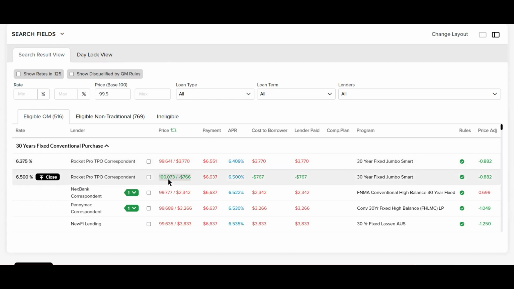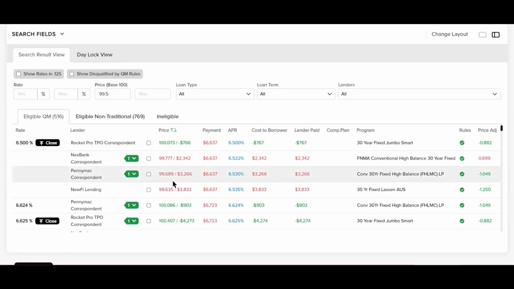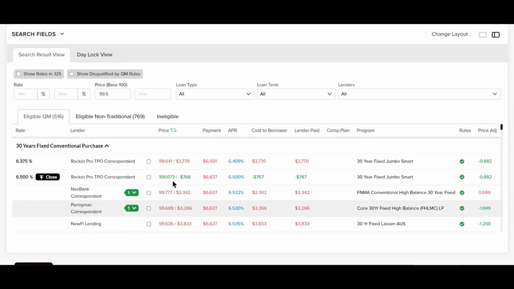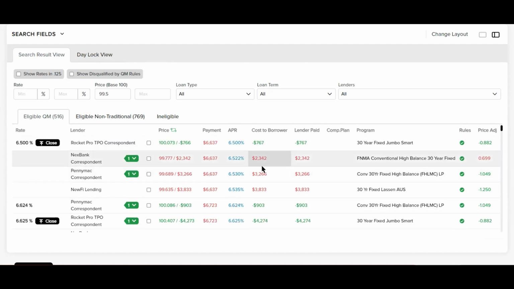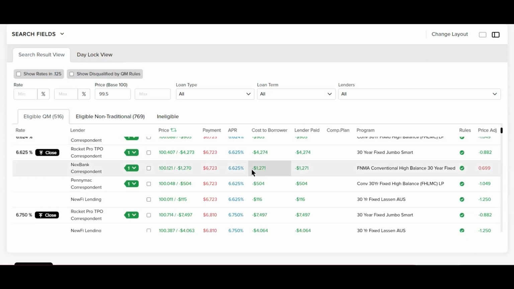99.64. Rocket 6.5% at 100.073, basically par, and beyond and so forth. But it's bringing in their jumbo product, right? But if it didn't and it only brought up conventional high balance, the pricing wouldn't be as good.